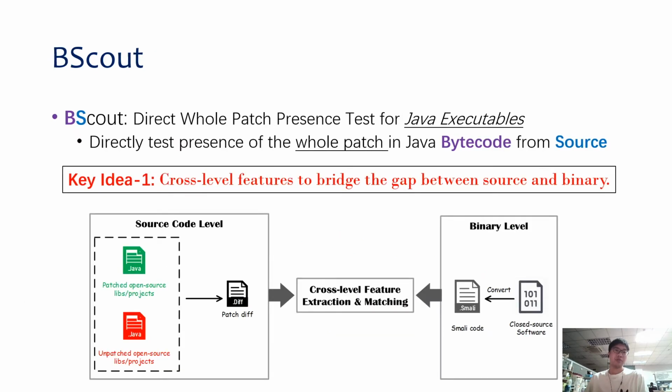Here is the key idea of this work. We present a novel method to directly perform patch presence tests on Java bytecode. We use the word directly since we do not need any additional compiling process to transform the problem into a binary-to-binary analysis, which is usually inflexible in real practice. On the contrary, we extract cross-level features from source-level patches and binary-level smali code, and further perform a novel matching technique based on these features. Selected features include, for example, constant values, method invocations, field access, and special instruction types.